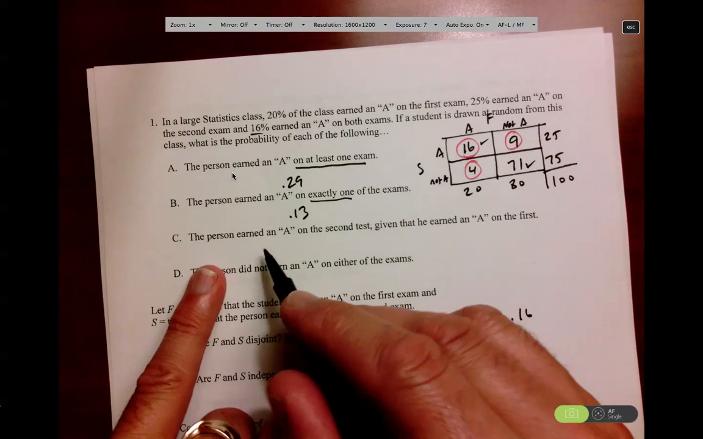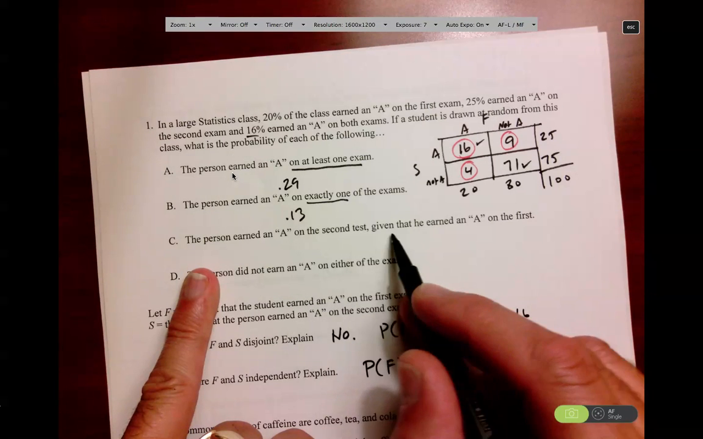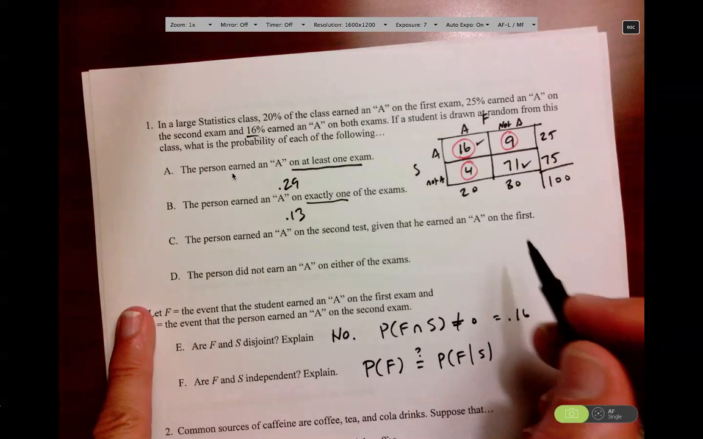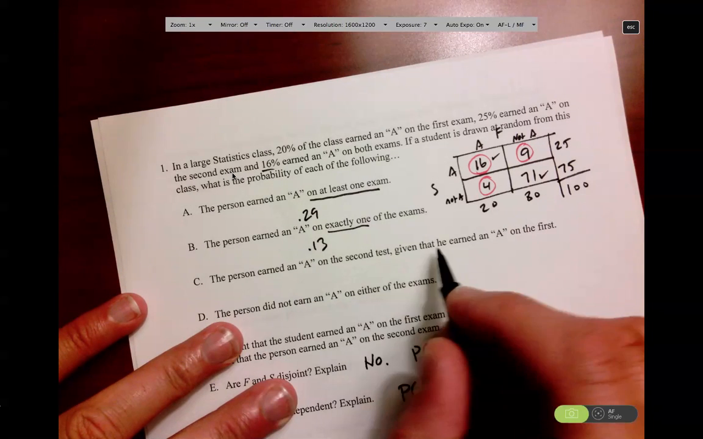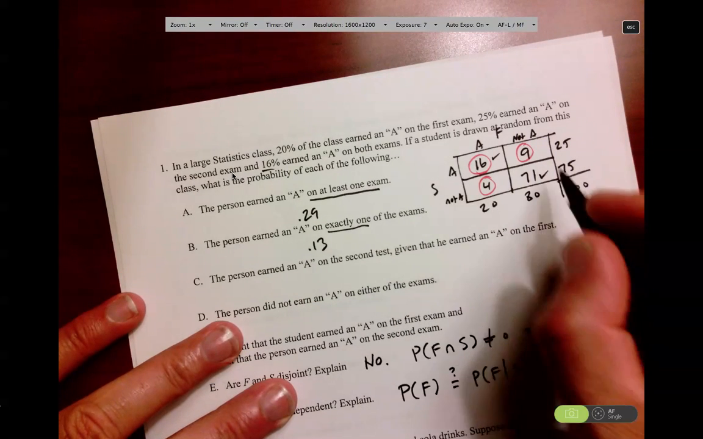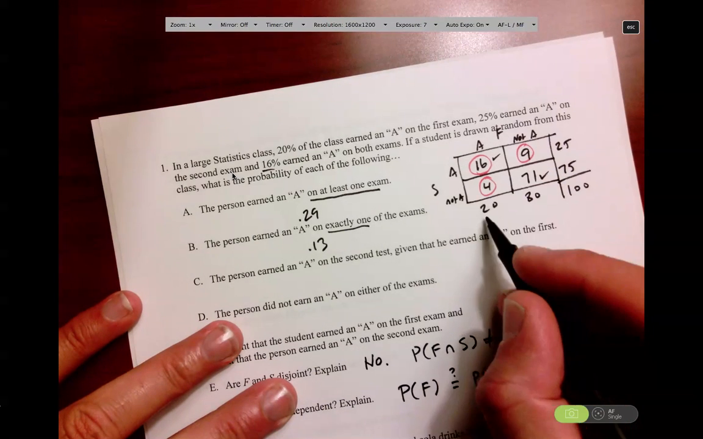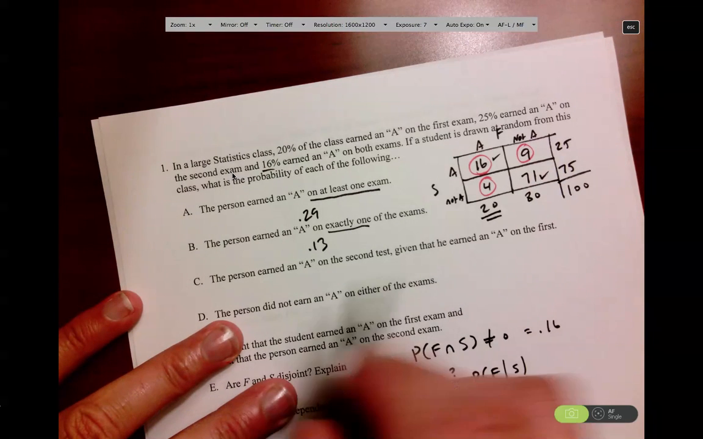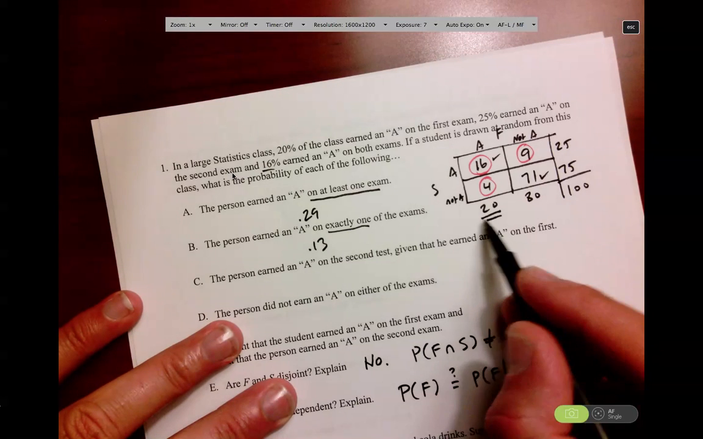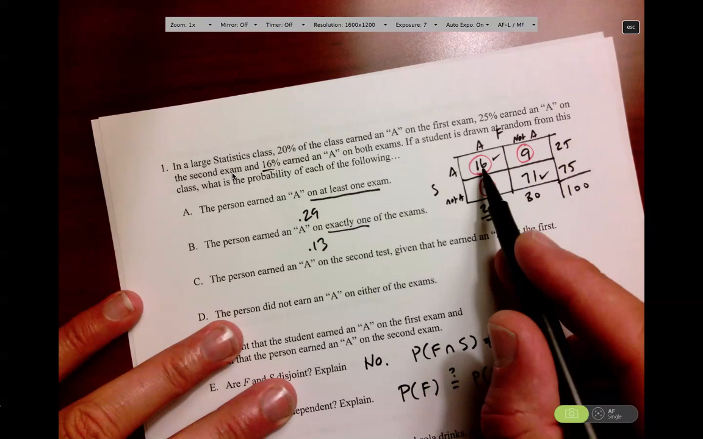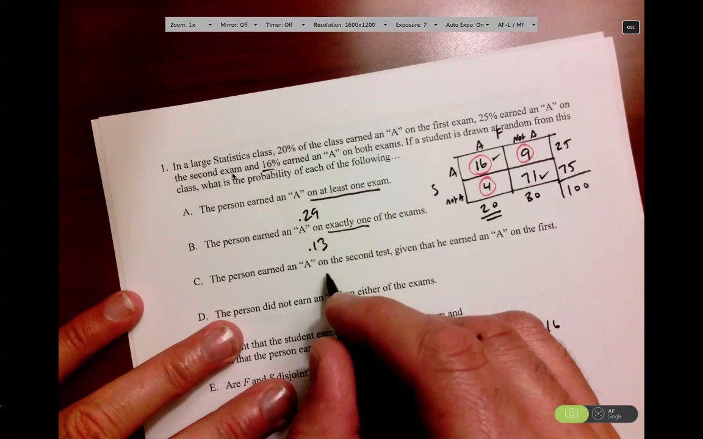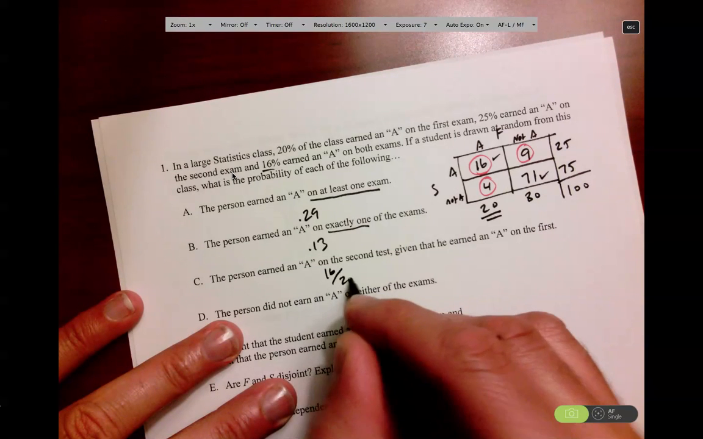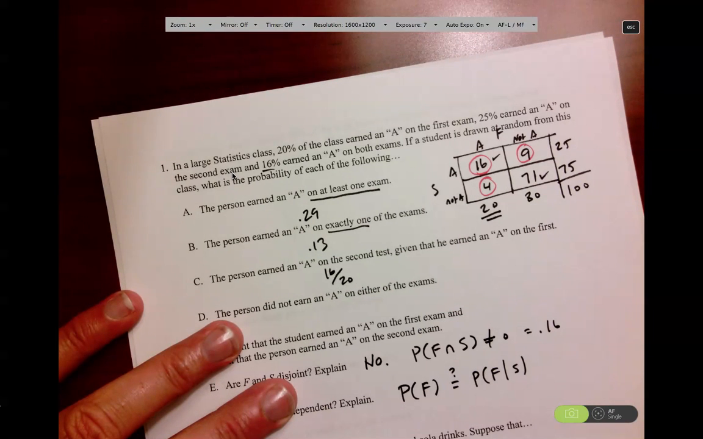Then the person earned an A on the second test given that he earned an A on the first. This one is a little bit tricky. We're saying given that they earned an A on the first exam, so we're talking about just these 20 kids. Of those 20 who got A's on the first exam, 16 out of 20 also got A's on the second exam.